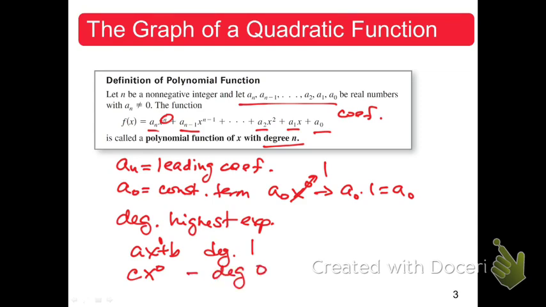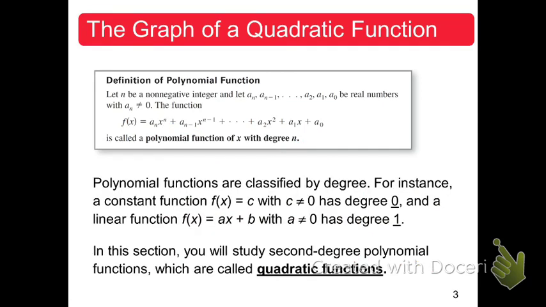The ones we're going to focus on in this section are our quadratic functions. Our quadratic functions are our squaring functions, or x squared. So we're going to look at things that have a degree of 2. I've mentioned this already, but constant functions have a degree of 0, and our linear functions have a degree of 1, and now we're going to study our quadratic functions.